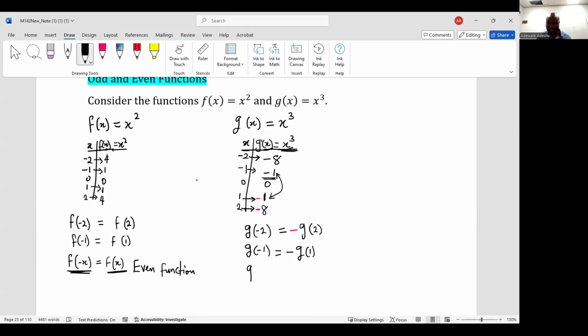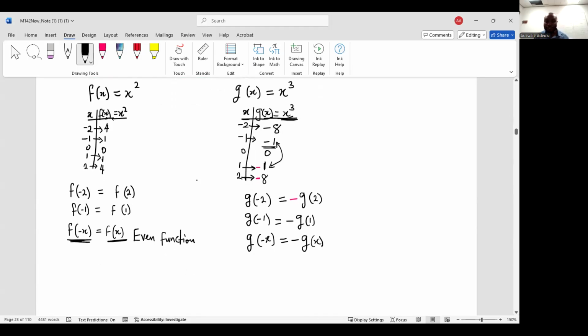In general, I can say g of negative inputs equals the negative of g of the positive input. So for any function that behaves this way, we say it is an odd function. So if your teacher asks you to give an example of an even function, just say x raised to power 2, the quadratic function. And x raised to power 3 is an example of an odd function.